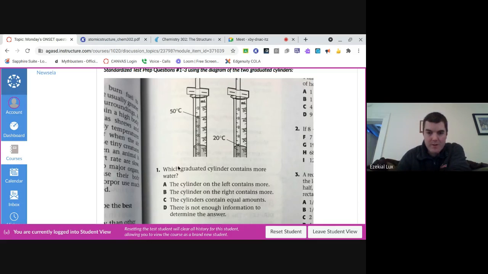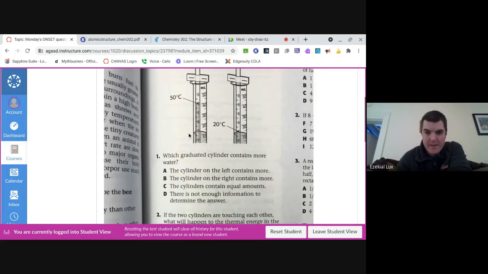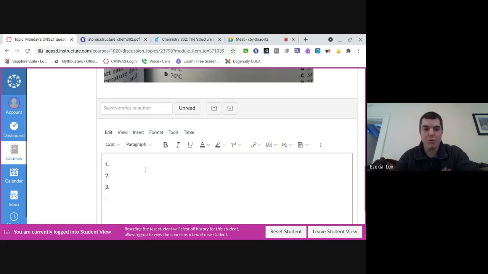Okay, number one says, which graduated cylinder contains more water? This is almost like a trick question, but you're going to look at the volume of the water in each one of the graduated cylinders, and that would be the gray shaded part of the graduated cylinder. To me, it looks like it's at 10 milliliters for both of them. So the best answer for number one would be C. The cylinders contain equal amounts. So number one has to be C.